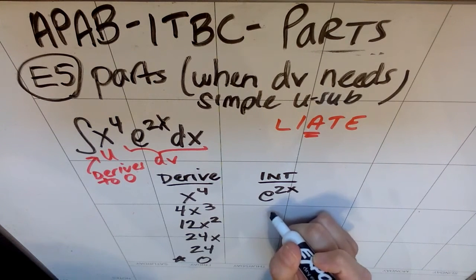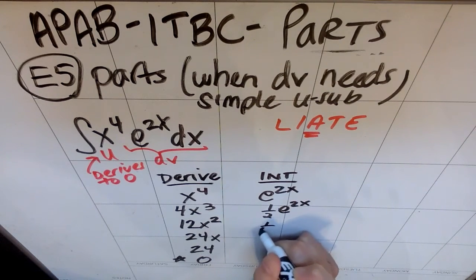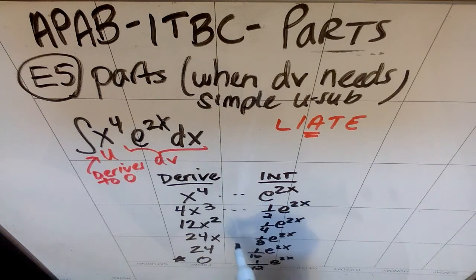So when I integrate, I'm going to get a 1/2 e to the 2x. When I integrate again, I'm going to get a 1/4 e to the 2x. When I integrate again, I'll get a 1/8 e to the 2x. When I integrate again, I'll get a 1/16 e to the 2x. And when I integrate one more time, I'm going to get a 1/32 e to the 2x, right? I'm just going to do a quick double check that I did go straight across. Sometimes the fractions get me a little messed up.